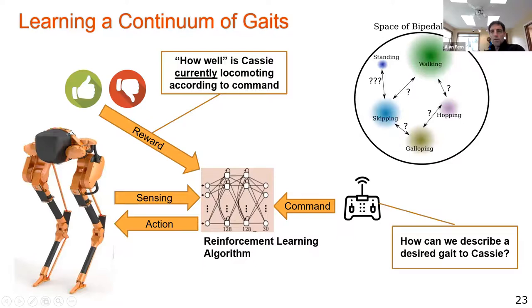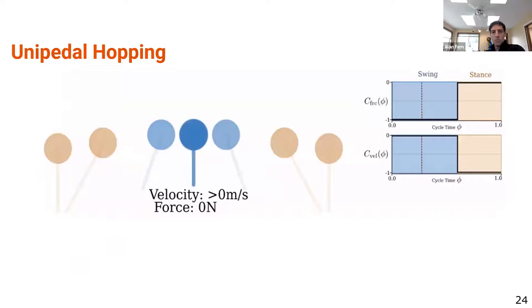There's a whole space of possible bipedal gaits, from standing, we'll call that a gait, walking, hopping, galloping, skipping, and everything in between. How can we describe these in a way that Cassie can understand, and we can give a reward signal that says how close you are to skipping, for example? So that's one of the things that we figured out how to do last year. Had a paper on this, and the idea is actually really simple.